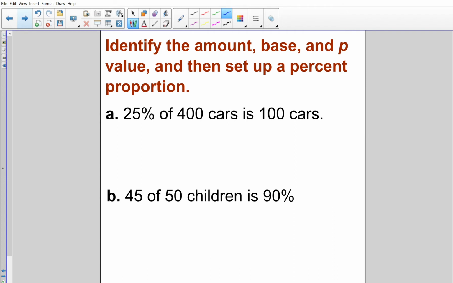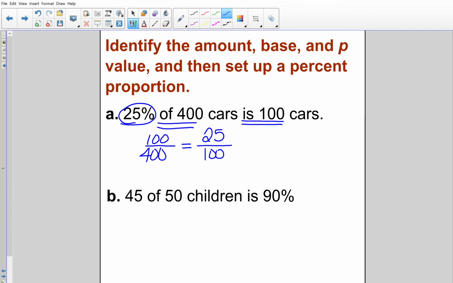Okay, so we're going to just identify, and we're going to set these up. All the information is here. We're not going to be solving for anything, but we're just looking for all the pieces to set up a percent proportion. So what I always look for first is my percent. If I have the percent, I know that that automatically goes over 100. So no matter what else is in the problem, if I find the percent, I set it right over 100 every single time. Then I look for other keywords. Of 400, of means that it's on the bottom. Is 100, is means that it's on the top. So this would be the complete percent proportion for this problem.